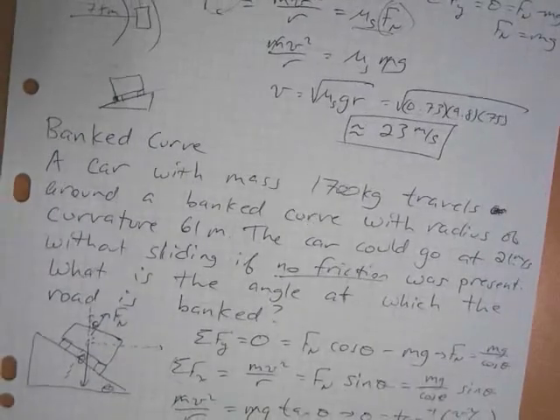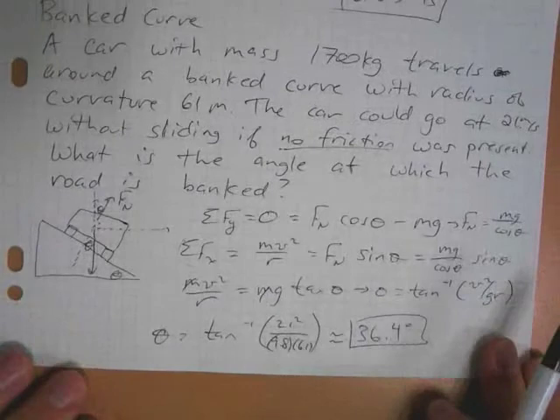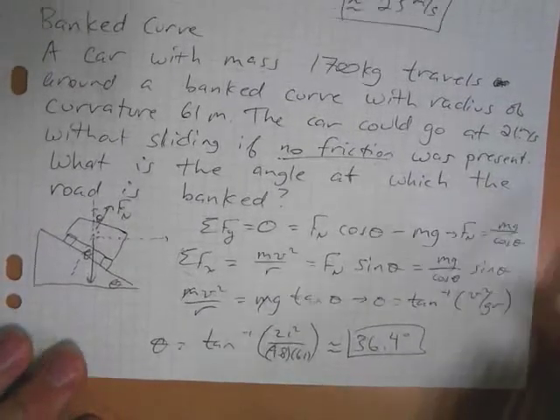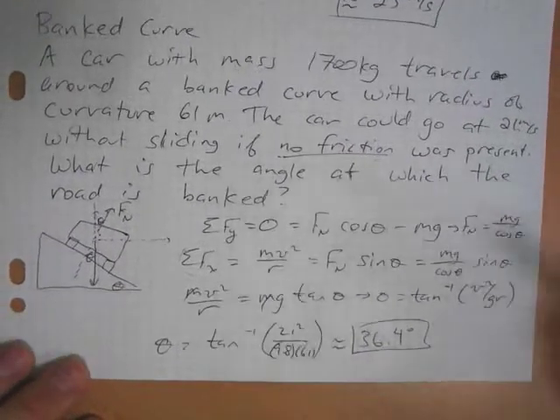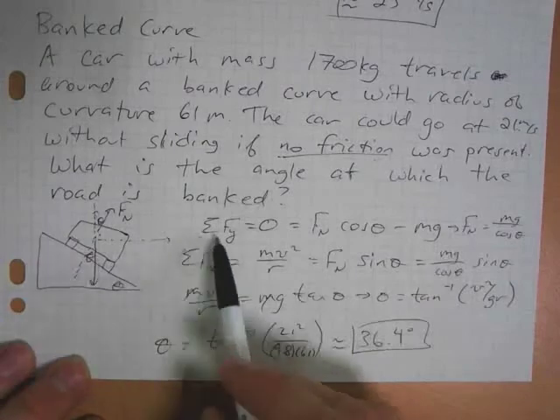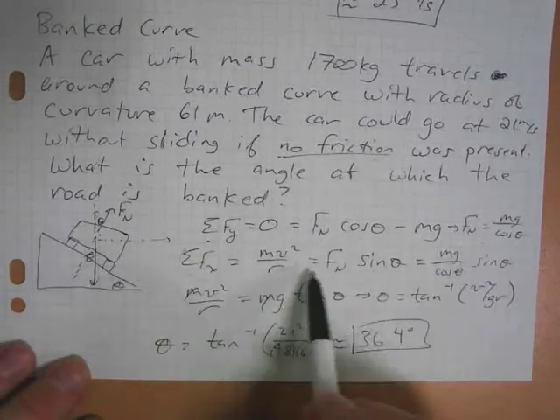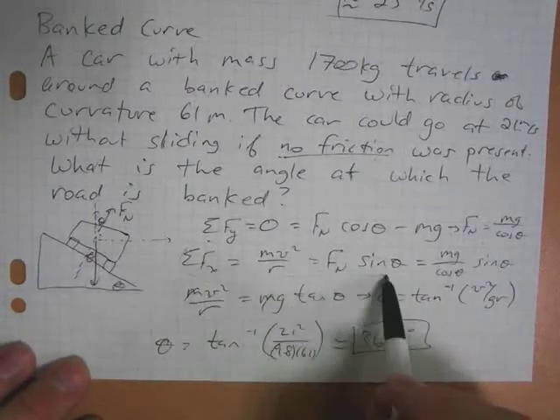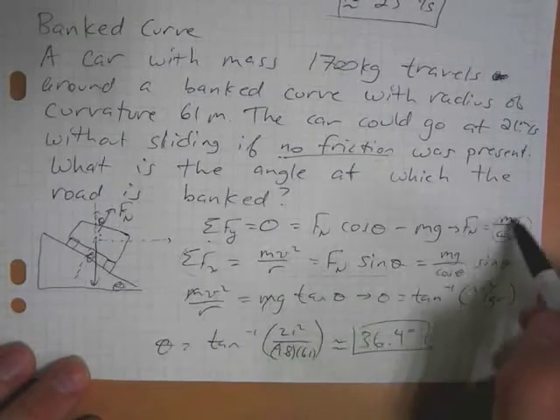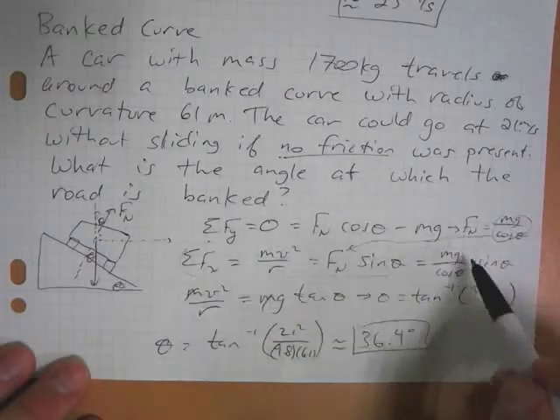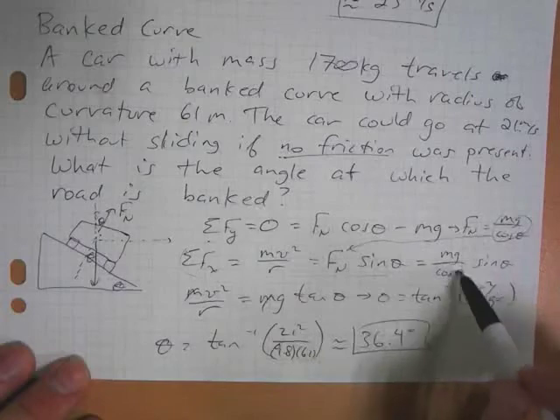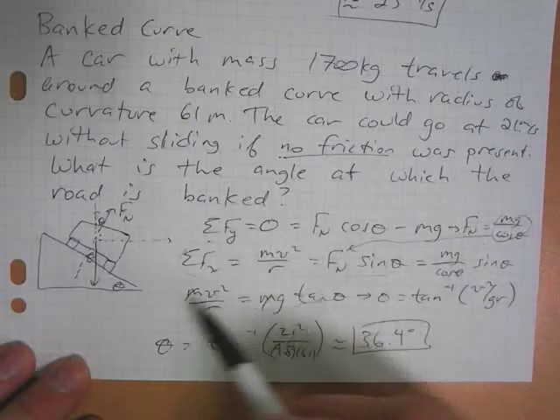Oh, sorry. That's the angle the car could go around the curve at without sliding up or down. So we just plug in y direction, x direction, and then we make our substitution of this in for the normal force. Mg over cosine theta, sine over cosine becomes tangent, cancel out an m and rearrange, and we can find that angle.